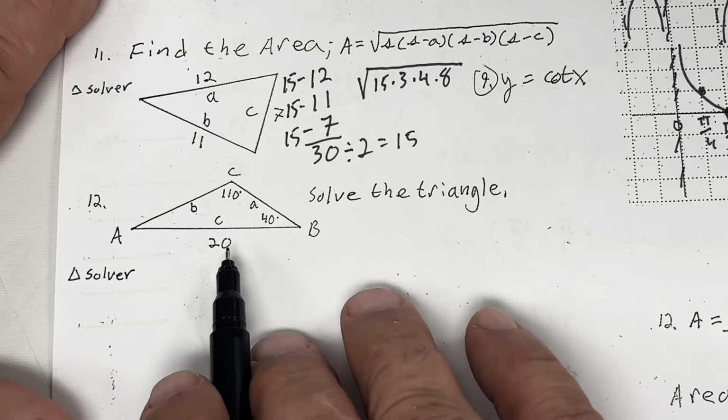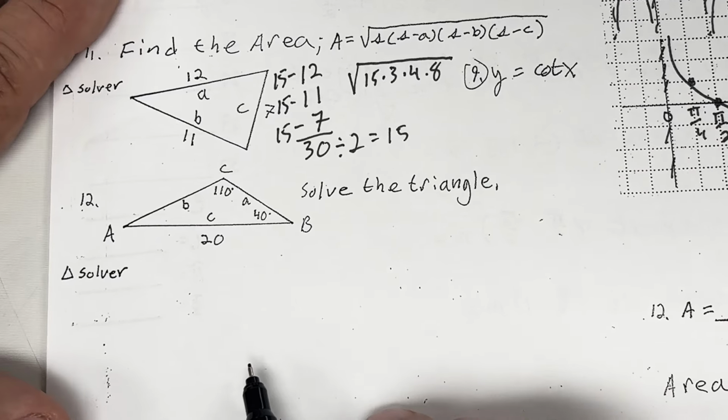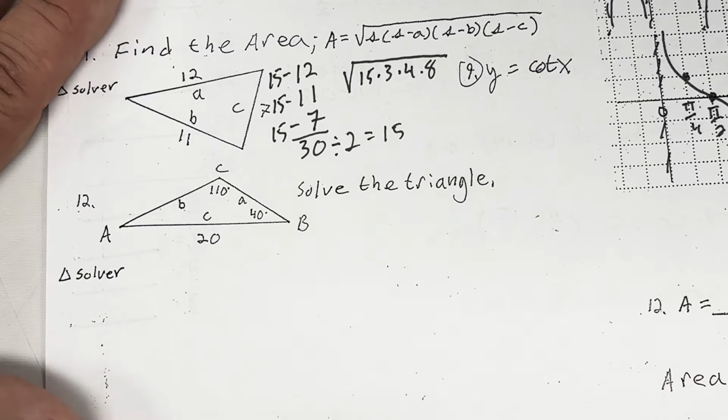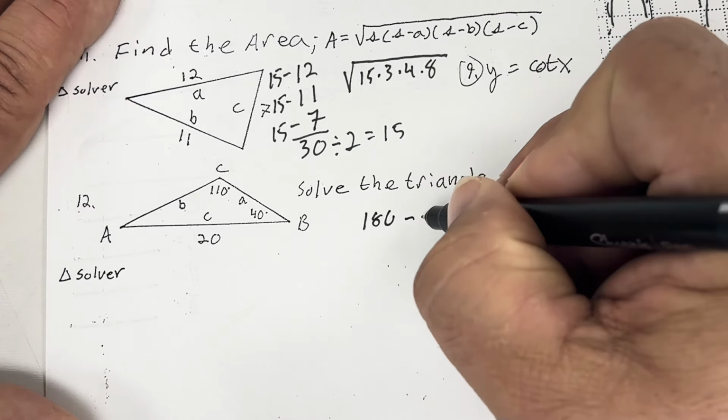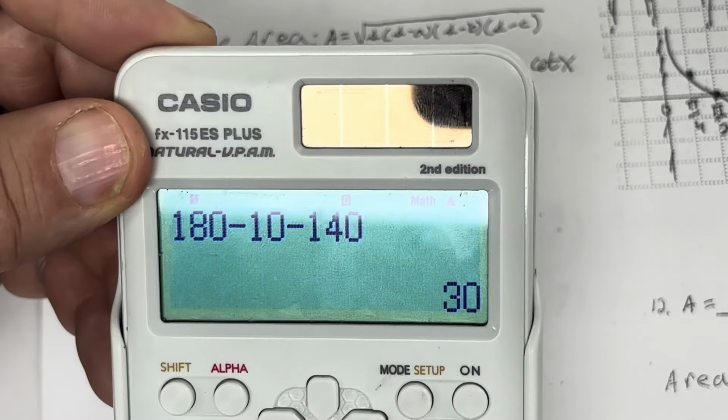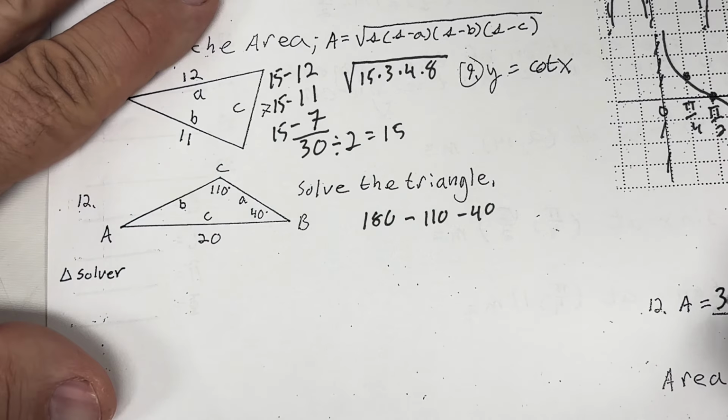For number 12, we can also use the triangle solver. I'm going to use the formula for law of sines. So the first move, all I need to do to find angle A is 180 minus 110 minus 40. So that's going to give us a 30-degree angle for angle A.